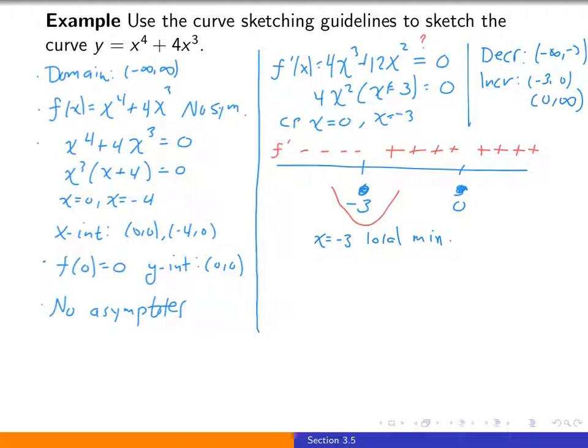And x equals 0 is not a local max or local min because the first derivative does not change sign there. The next thing to think about would be the second derivative so that we can find intervals of concavity.